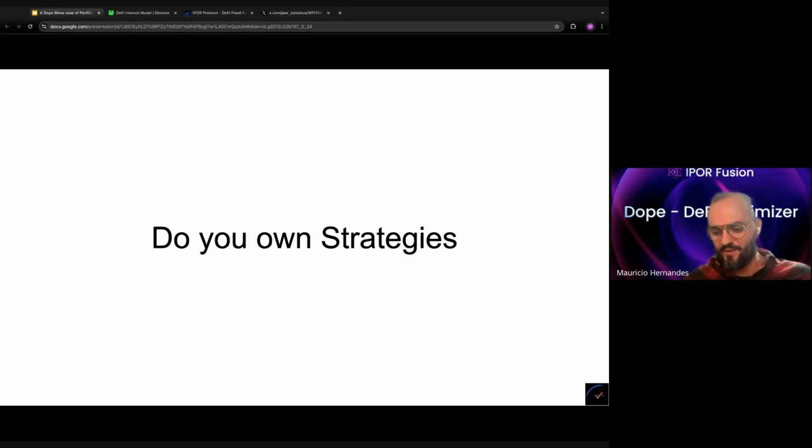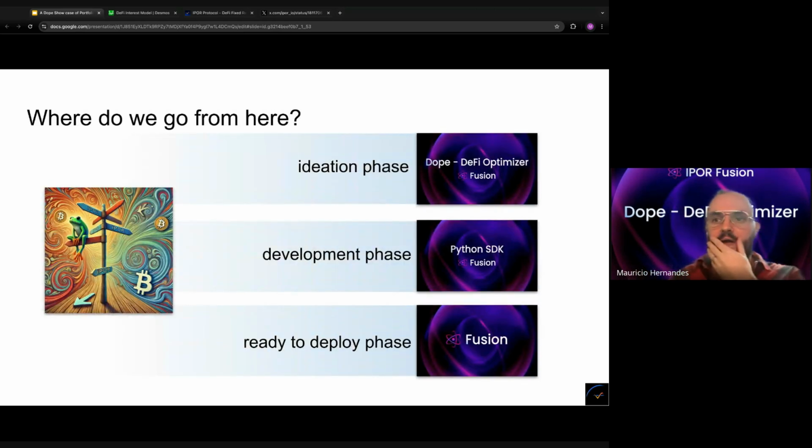And you think, okay, cool, but how can I do my own strategies or my own ideas? So we have the whole menu, right? In whatever stage you think you are, there's stuff for you to do. For example, maybe you have some ideas on your mind, but you never coded that idea yet, or you don't know if it works yet.